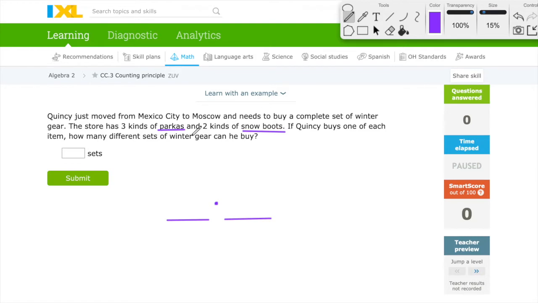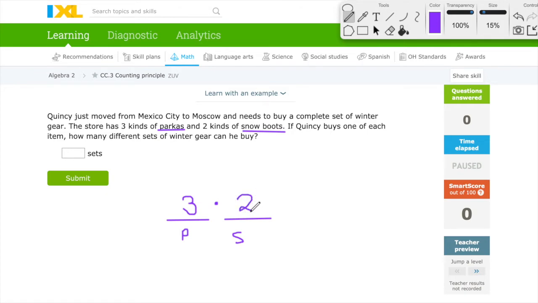So from here, we need to fill in the spaces. Let's say this is representing the parkas, and this is representing the snow boots. How many types of parkas can we pick from? 3. So that's what we're going to put in this space. How many different types of snow boots? Well, there's only 2 different kinds that Quincy can pick from, so we're going to put a 2 here.